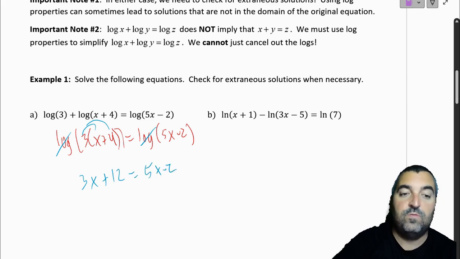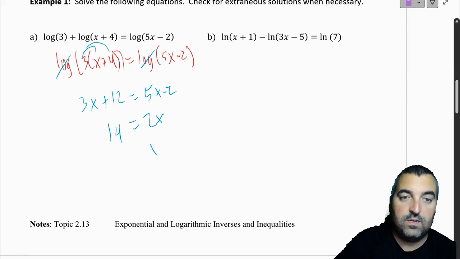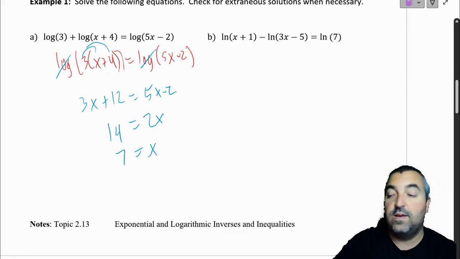And this should hopefully be something you can solve, as we've been solving these things since pre-algebra. Right, so I'm going to subtract, so I get 2x. I'm going to add, so I get 14. So x would equal 7.